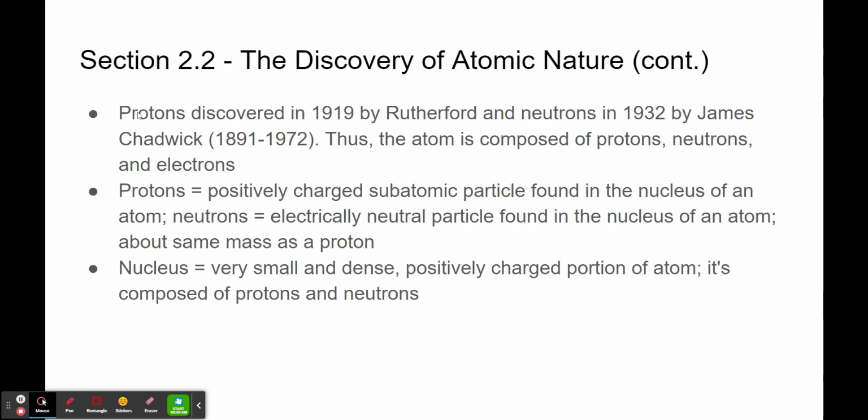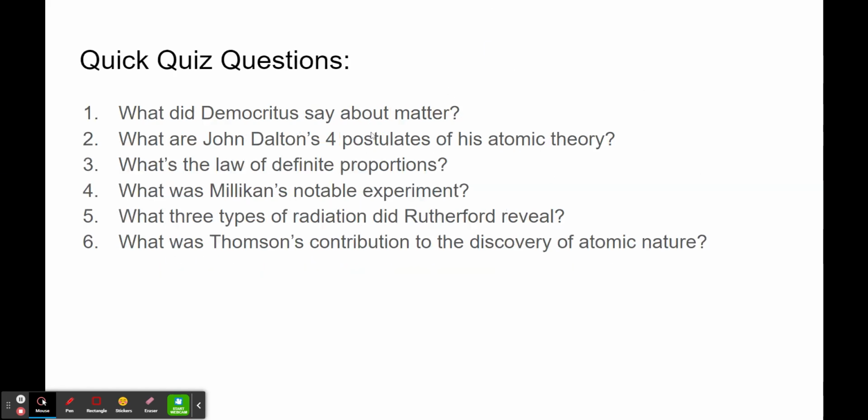So, protons were discovered in 1919 by Rutherford and neutrons in 1932 by James Chadwick. And these are the years that he lived. Thus, the atom is composed of protons, neutrons, and electrons, and that's the model of the atom that we know today. And just some definitions: protons are positively charged subatomic particles found in the nucleus of atoms, and a neutron is an electrically neutral particle found in the nucleus of an atom, and it's about the same mass as a proton. And then again, the nucleus is that very small and dense, positively charged portion of an atom. And it's composed of protons and neutrons, and then most of the atom is empty space with the electrons floating around according to this model.